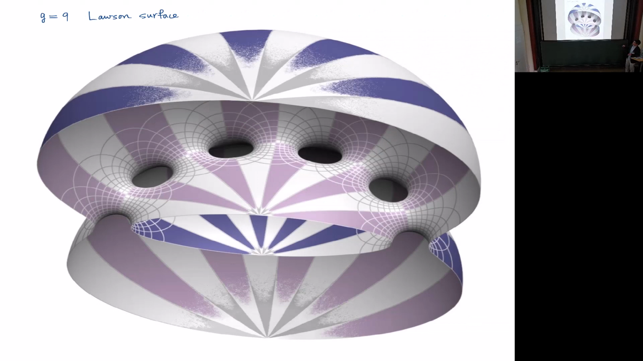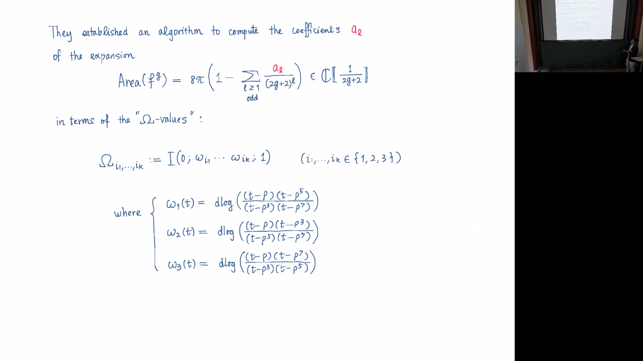For example, I just picked this from their paper: when g is 9, the Lawson surface looks like this, and when g increases, the number of those holes increases, and in the end, as a limit, it just becomes two spheres intersecting along this line. And they established an algorithm for the computation of area and the Willmore energy.